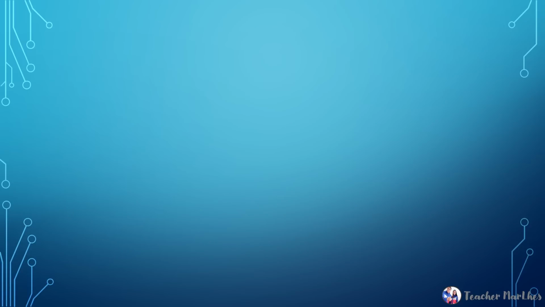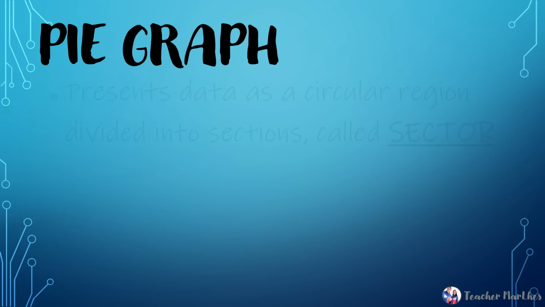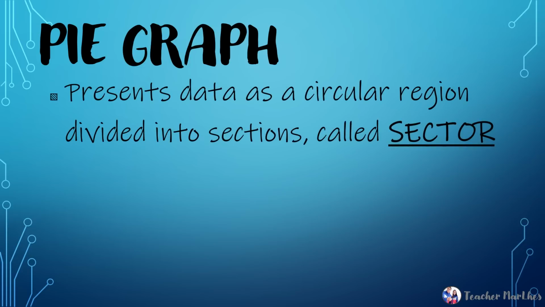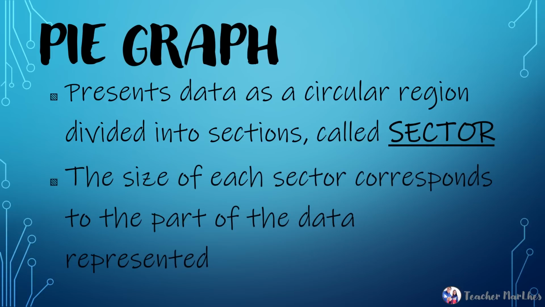So let us define pie graph. A pie graph represents data as a circular region divided into sections called sectors. The size of each sector corresponds to the part of the data represented. A pie graph or circle graph shows how sections or parts are related to the whole.